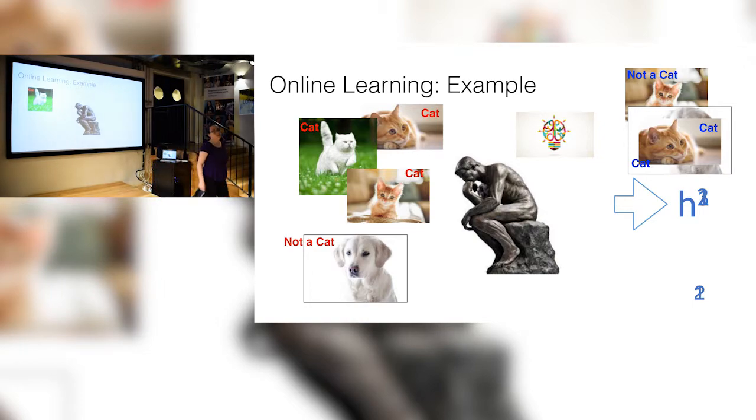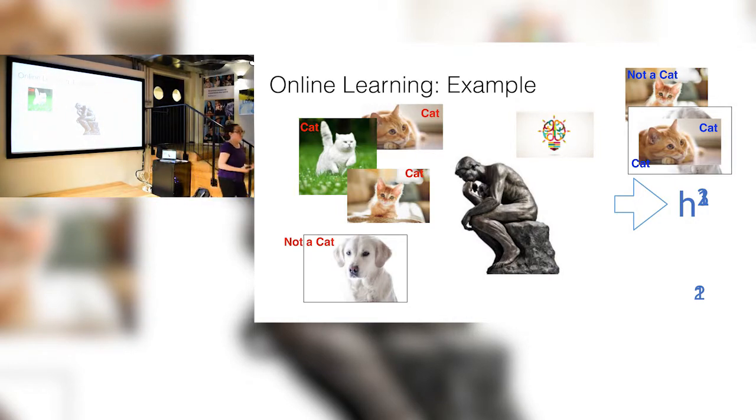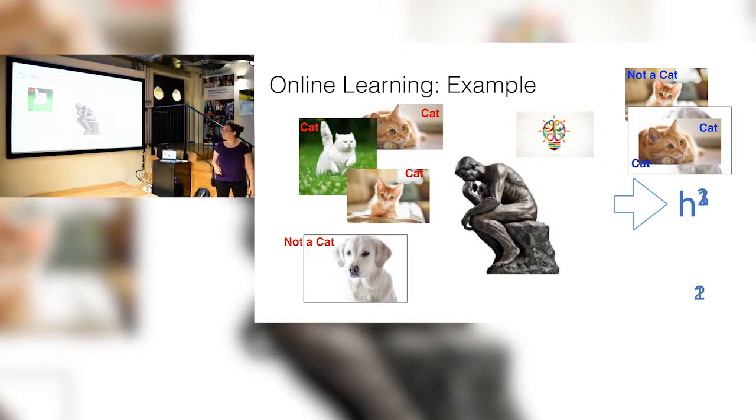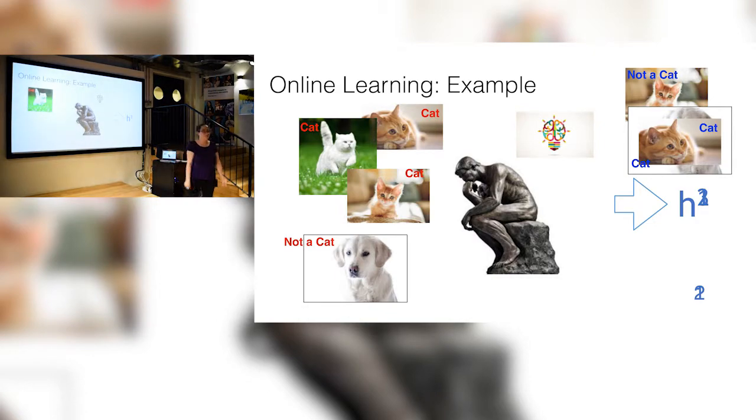Online learning. So in online learning, our examples are given to us one by one. And at each step, we need to give a hypothesis. And we don't see all the examples at once. So let's return to our cat example. We want to know whether an image is a cat or not. And we are given some picture, and then we need to say what our hypothesis is.